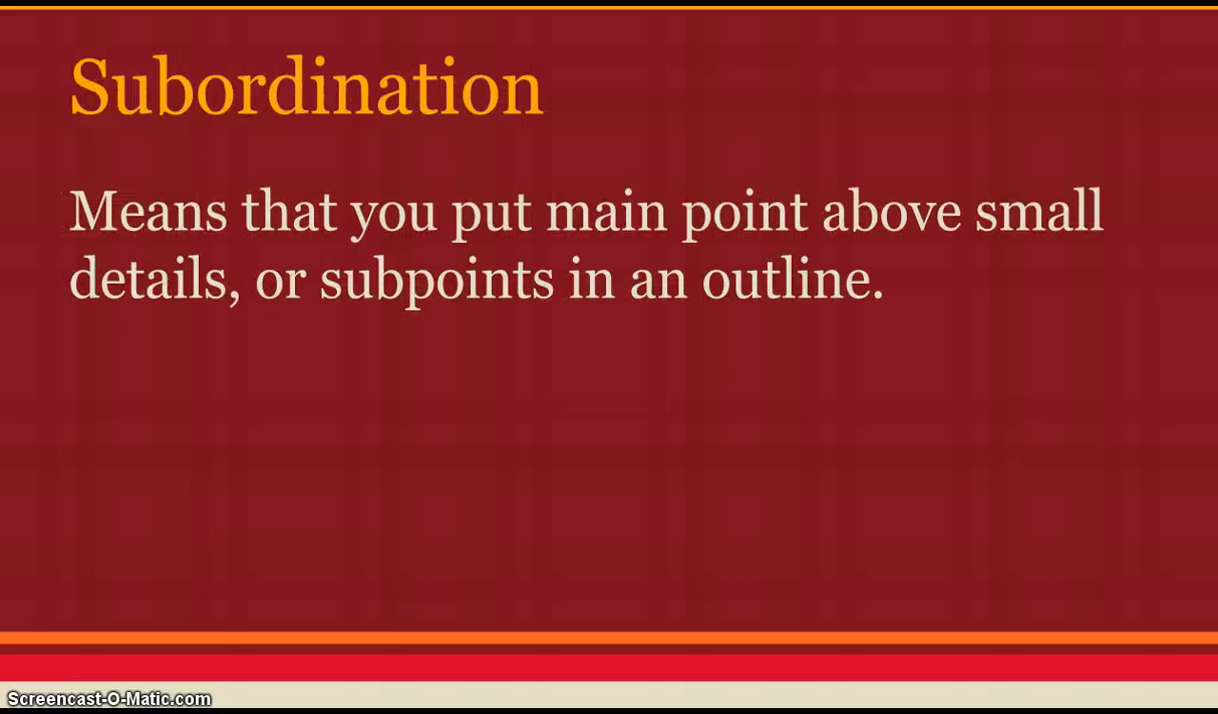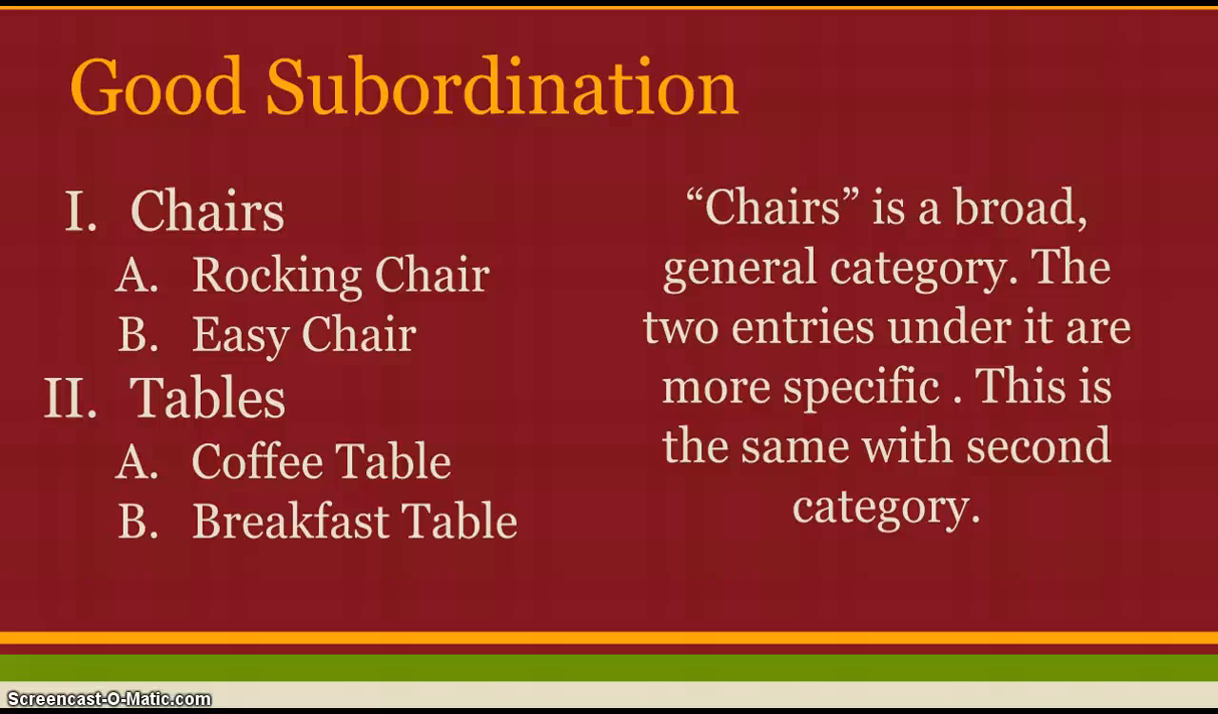Subordination. This means that you put main points above small details, or subpoints, in an outline. So, good subordination. Over here on the left, you've got 1 in Roman numerals, 2 in Roman numerals, and you'll notice that 1 is chairs, 2 is tables. Underneath chairs you have a rocking chair and an easy chair. Both of these are types of chairs, and those are indicated with A's and B's. Tables: coffee table, type of table. Breakfast table, type of table. Again, it matches A and B.